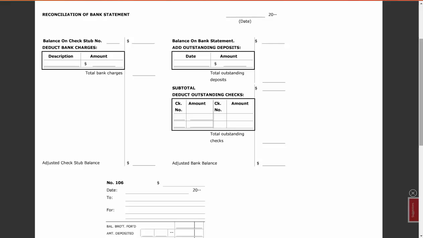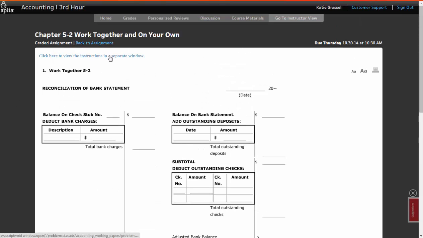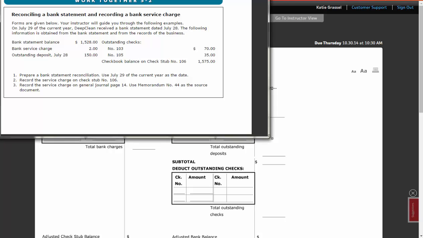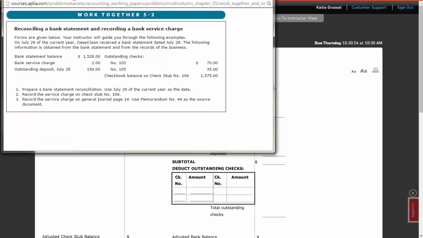On the left-hand side, you're going to do the amount on the check stub. On the right-hand side, you're going to do your bank balance. Let's take a look at our directions and fill in our numbers. When we read the directions, it's really important that we read all of the information given to us in the directions for bank reconciliation. It says forms are given. I'm going to guide you through the following example.